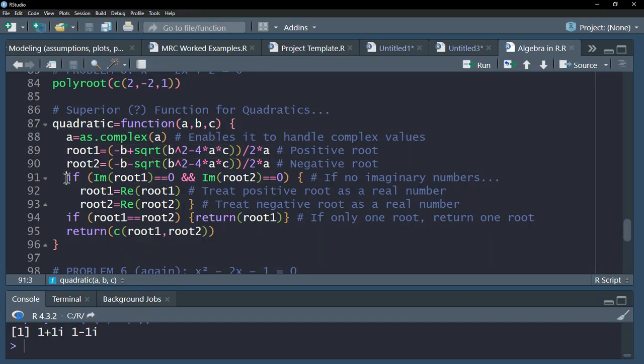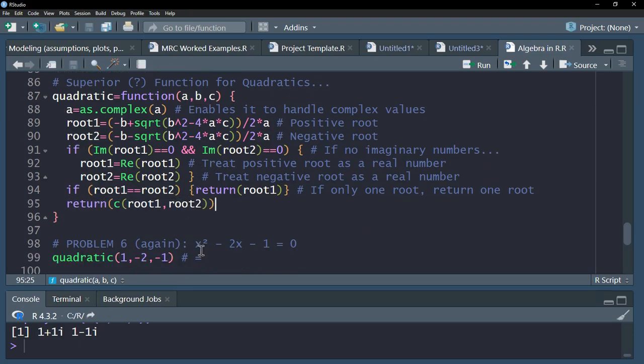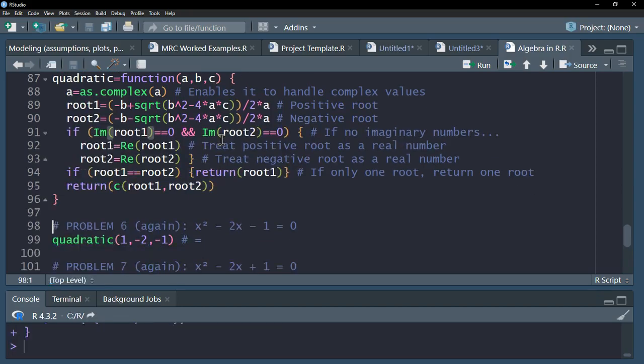Then this line is saying, if there are no imaginary numbers, then treat these as real numbers. So kick the I part out unless there's an imaginary part to it. And then this part says if the roots are the same, just treat them as one. And then just spit it out. So we're going to enter our coefficients and it's going to spit out what we want. So let's work through these again.